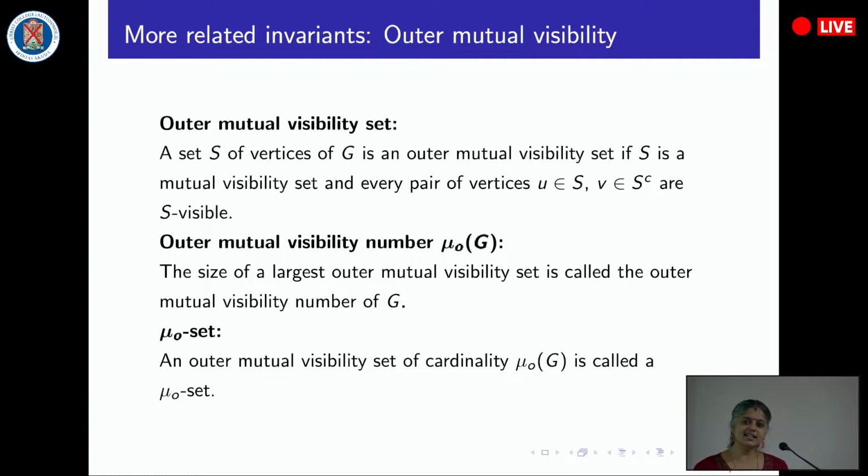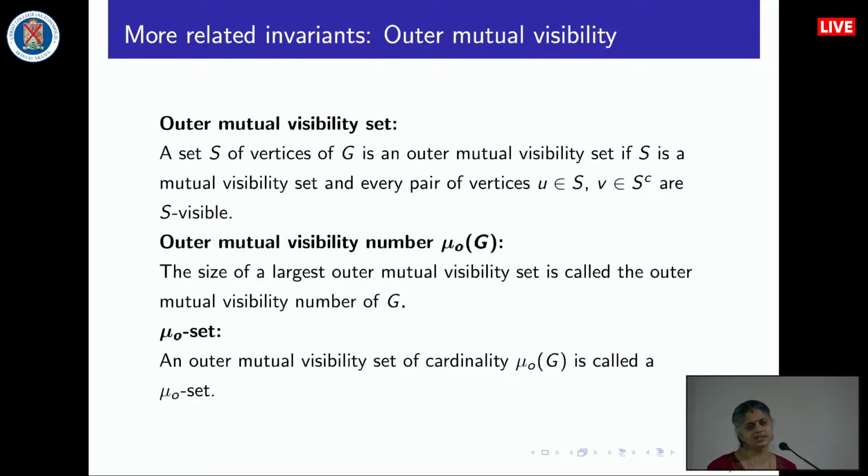So that is the motivation behind introducing the outer mutual visibility set. A set S of vertices of G is an outer mutual visibility set if S is a mutual visibility set and every pair u element of S and v element of S complement are also S-visible. So the vertices in S must be visible to each other. Apart from that, vertices in S and vertices in S complement must be visible to each other.